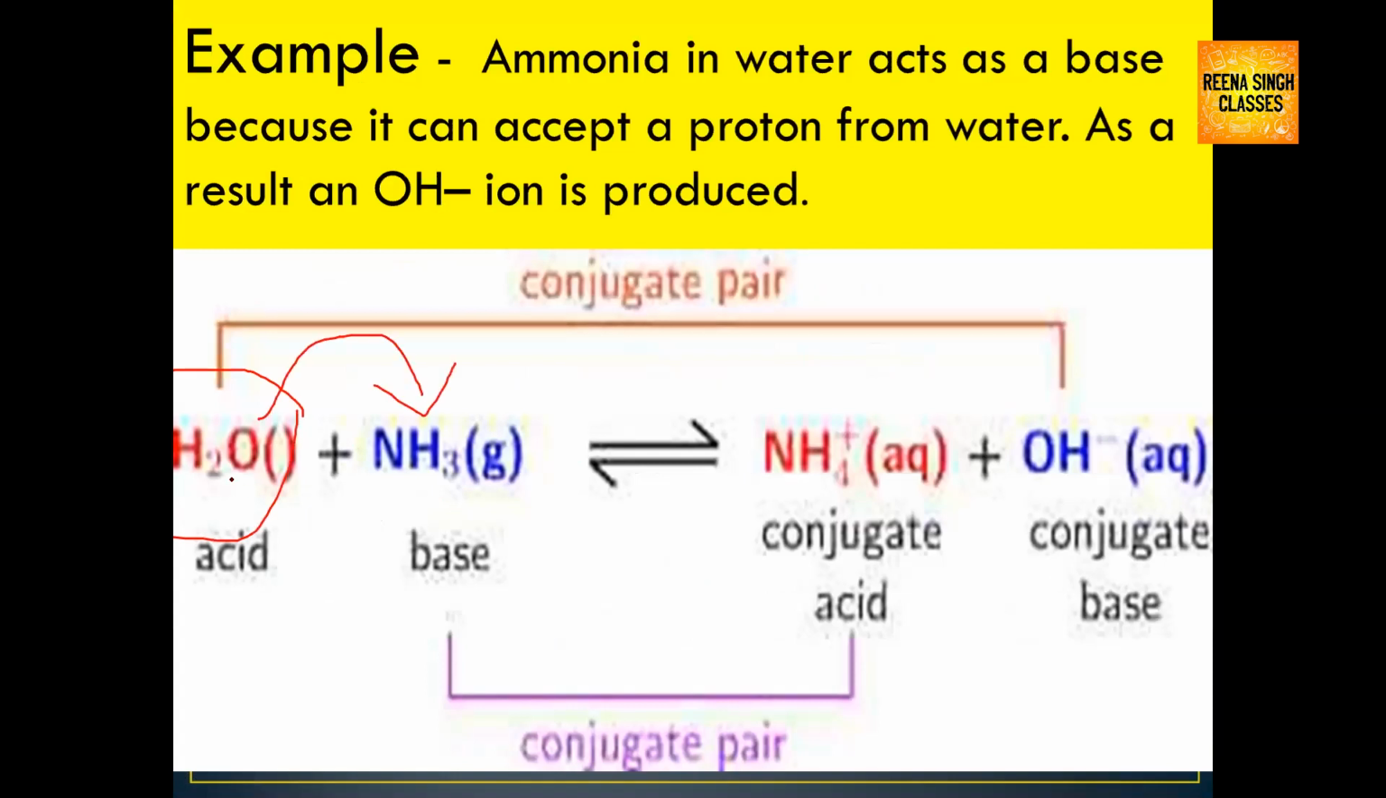Now, water is an acid. What is its conjugate pair? It is the OH- ion, its remaining part. So it is the conjugate base of the acid water. So both are a conjugate pair.